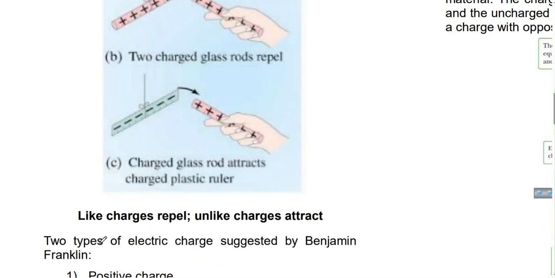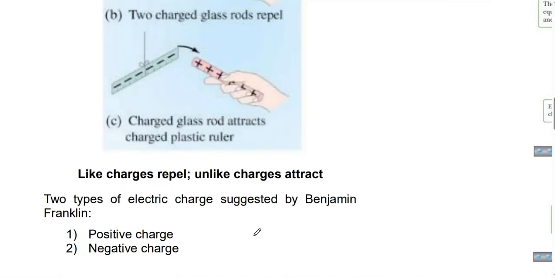These two types of electric charges were suggested by Benjamin Franklin. He said that there are two types of charges, and he classified them as the positive charge and the negative charge, which is very much related to the subatomic particles.